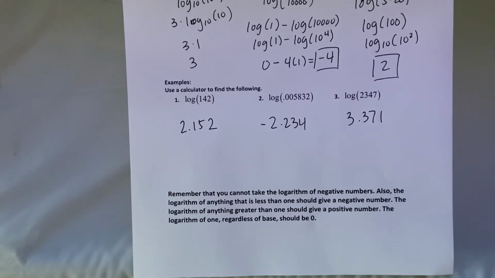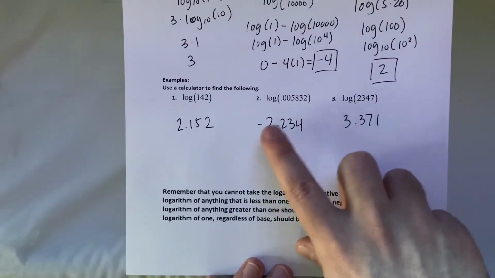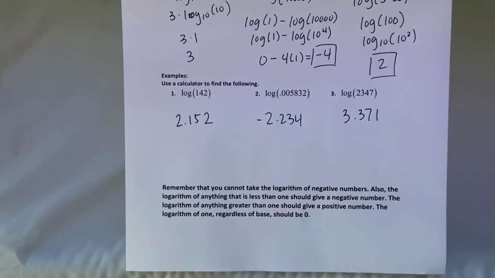Now remember, if there's a negative inside a logarithm, you can't take it. Anything less than 1, like this decimal here, will give you a negative answer. Anything greater than 1 should give you a positive answer. And of course, if it's exactly 1 on the inside, it will give you 0.